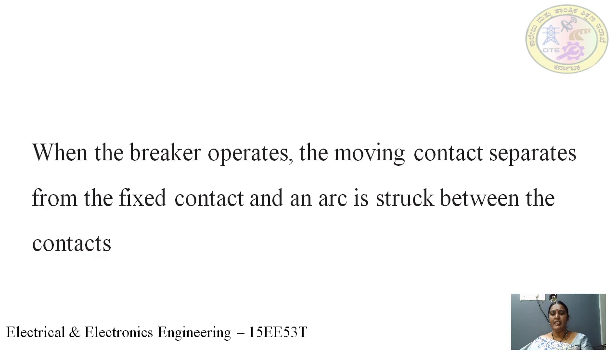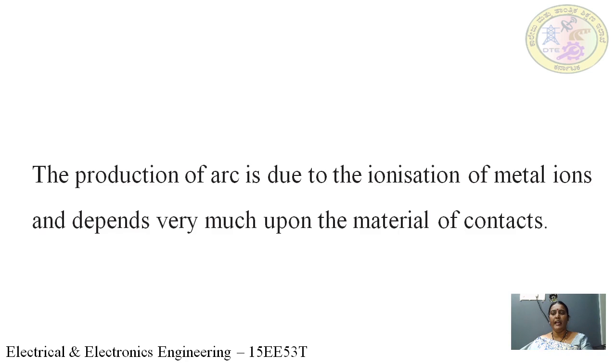Next we will see how this vacuum circuit breaker goes into work. When the breaker operates, the moving contact separates from the fixed contact and an arc is struck between the contacts.